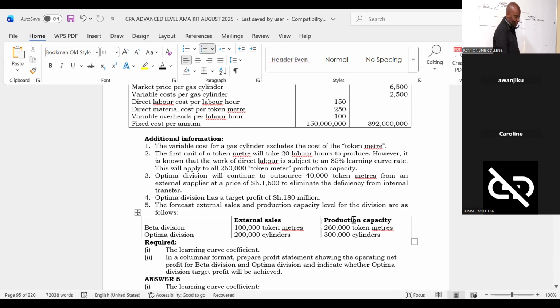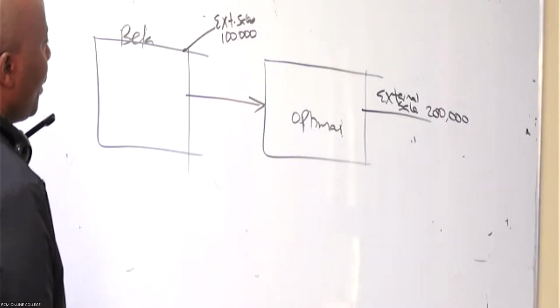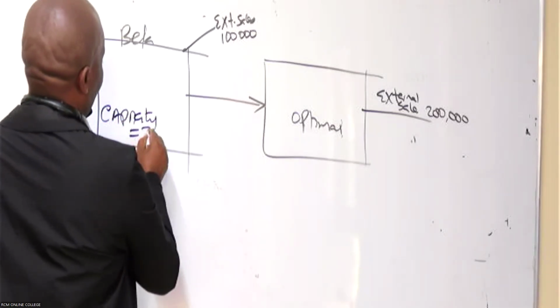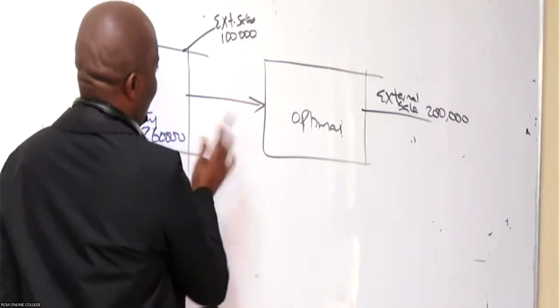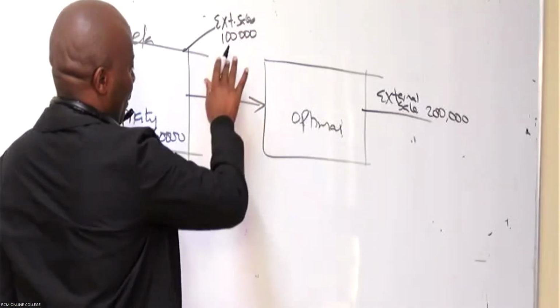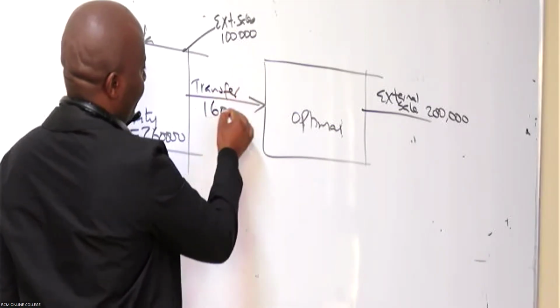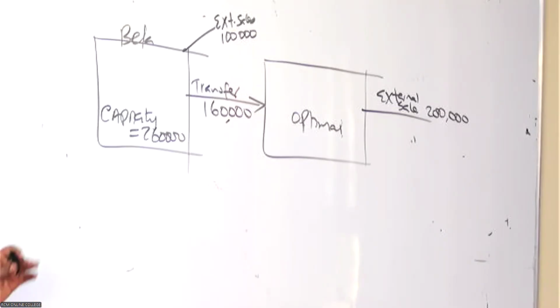And then the production capacity, we can see for Beta, 260,000. Yeah, total capacity. Meaning that it can very comfortably, without snatching anyone's business, transfer how many internally? 160. It can very comfortably transfer 160,000 without snatching any business.